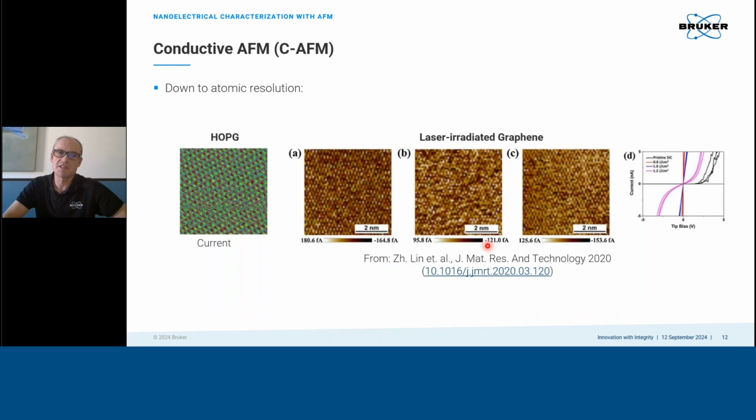The resolution of this mode can be as good as atomic resolution. And that is not the case for all of these electrical modes. There are actually only very few of these electrical modes, including conductive AFM. So here's one example on HOPG. There is a published example with the reference below, where graphene has been irradiated with different laser doses, and the effect on the conductivity at the atomic scale is measured in this publication.